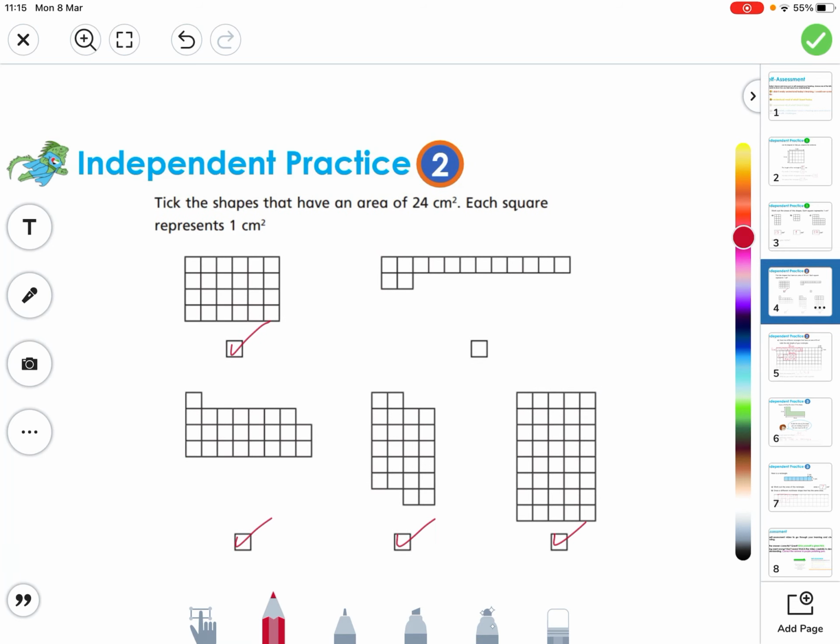Slide number 4. Tick the shapes that have an area of 24 centimeters squared. Each square represents 1 centimeter squared. So I counted the squares inside all of the shapes, and all of them apart from the top right had an area of 24 centimeters squared.